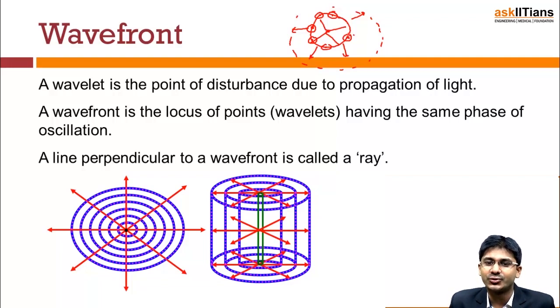So if this is a point source, what kind of wave will come out? The waves will come out like this. This is a point source, again like a sphere. Like a sphere, all is coming out.